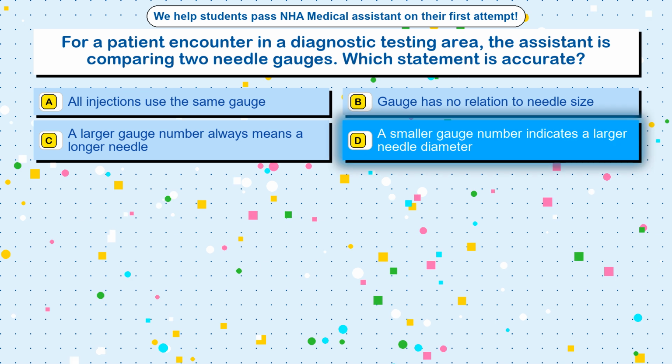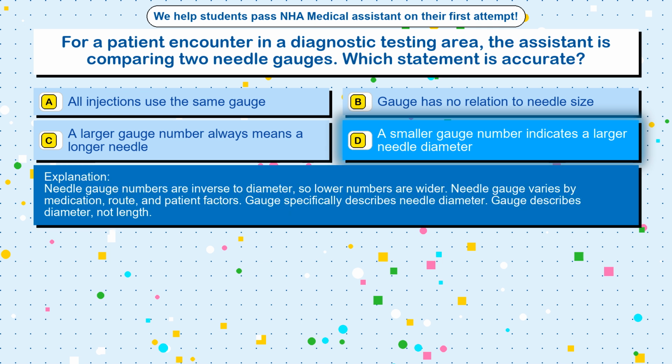The correct answer is option D. A smaller gauge number indicates a larger needle diameter. Needle gauge numbers are inverse to diameter, so lower numbers are wider. Needle gauge varies by medication, route, and patient factors. Gauge specifically describes needle diameter. Gauge describes diameter, not length.